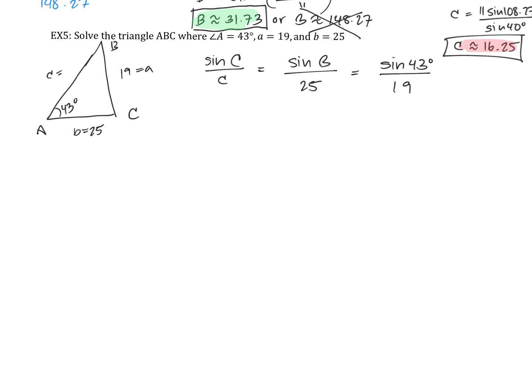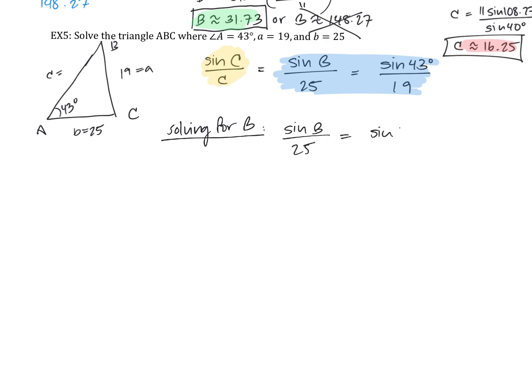Okay, so which one do we start solving with first? Well, we can't use sine of c because, once again, it has two variables, so we have to wait on that one. So we're going to go ahead and solve for capital B using this ratio right there. So let's go ahead and write that out here. So solving for b, we'll get sine of b over 25 equals sine 43 degrees over 19. And then solving, we'll end up with 25 sine 43 degrees over 19. Darn. So b is inside of sine, which means we're going to use sine inverse to solve.